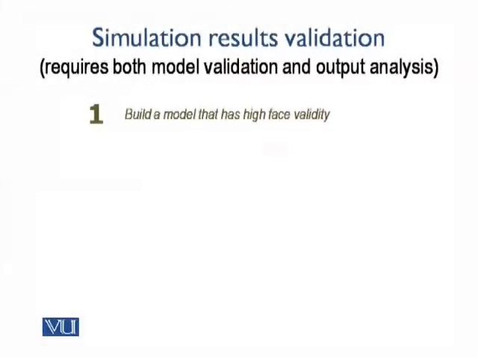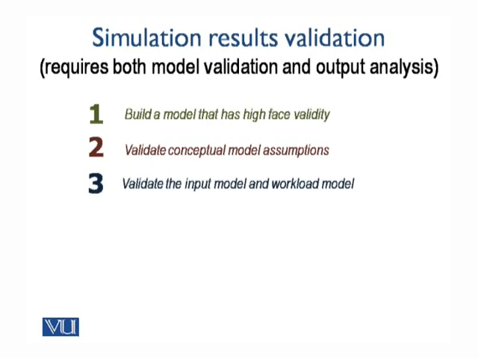So, let me summarize the entire process, the things that we can do, in 5 steps. The first step is that you build a model that has high face validity, and to ensure that, you must incorporate or get feedback from subject matter experts. The second thing that you can do is to validate the conceptual model assumptions. And the third thing is to validate the input model and the workload model.